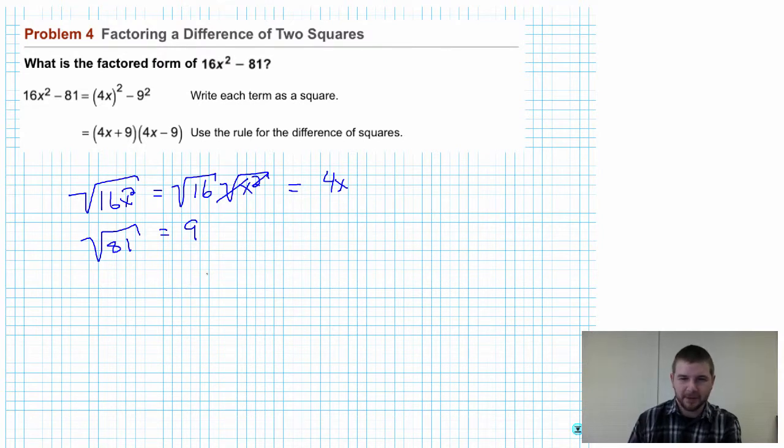This leads us to the conclusion, using what we know about difference of squares when factoring trinomials, that our factored form will be the square root of our first term plus, in one binomial, minus, in the other binomial, the square root of our second term. A quick FOIL to check.